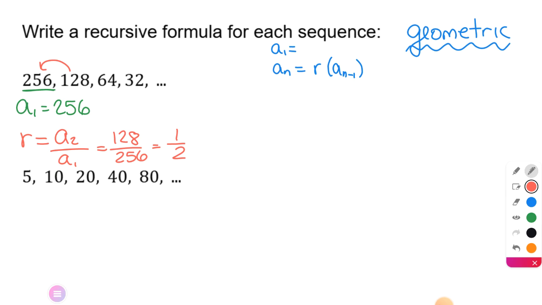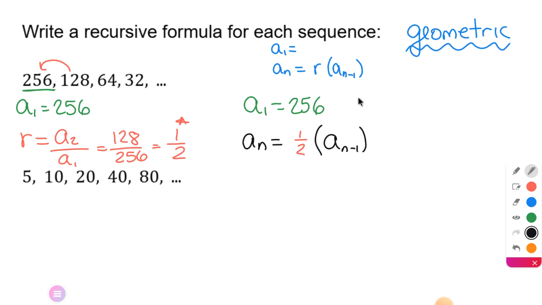I'm going to drop that in the calculator, get a simplified fraction, which is 1/2. So now I have everything I need. I need a sub 1, which is 256. And then a sub n equals r, my ratio, 1/2, times a sub n minus 1. There is my recursive formula.